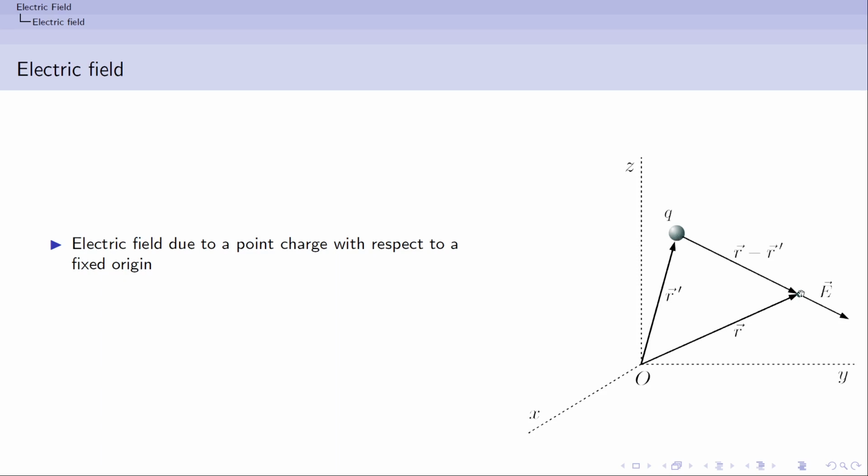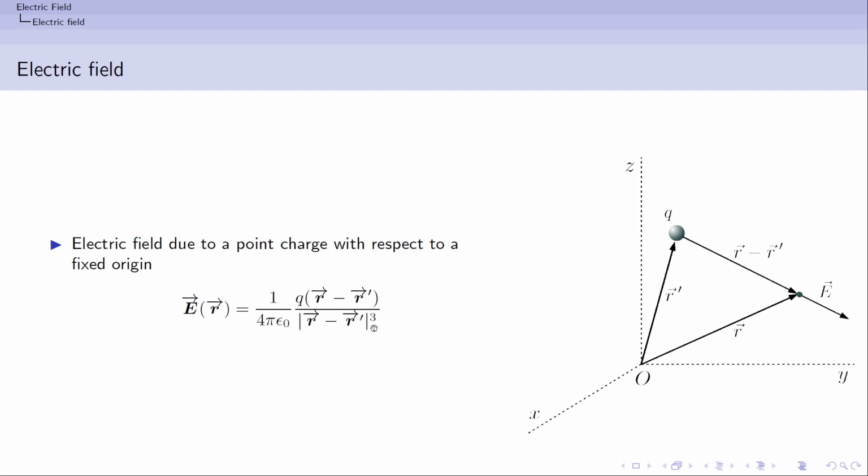Then what is the separation vector? The separation vector between the charge and the field point is r minus r prime. Then the electric field at this point is going to be E, and you can work this out, this electric field will be 1 by 4 pi epsilon naught, q, r minus r prime divided by modulus r minus r prime to the power 3.